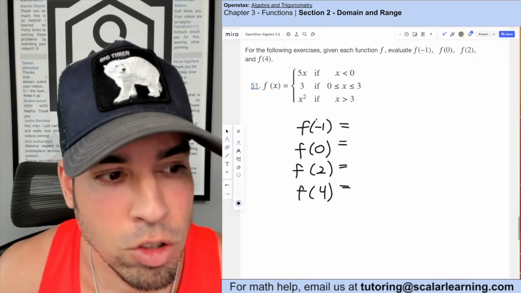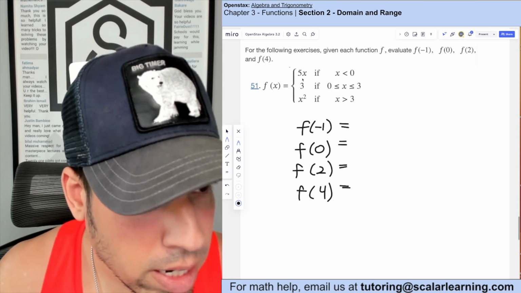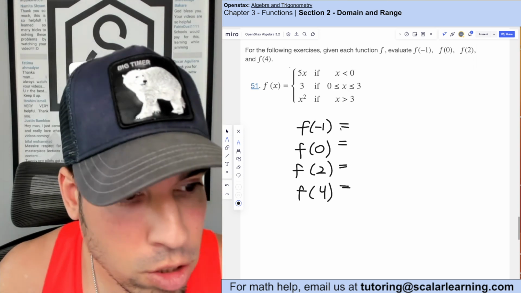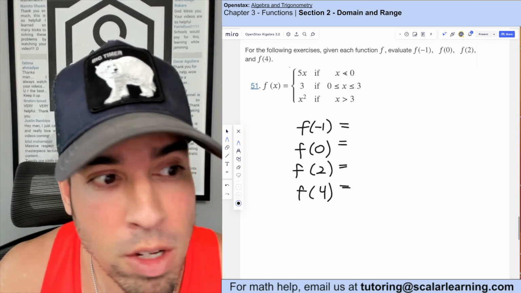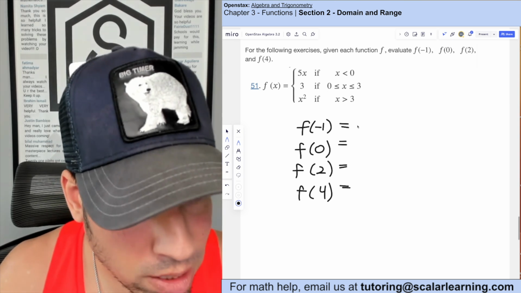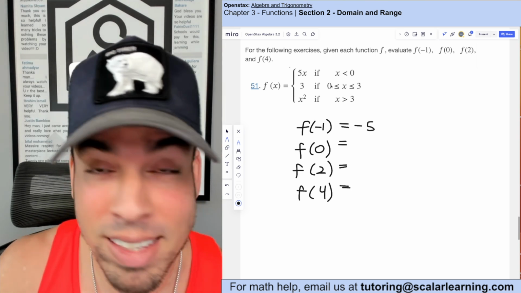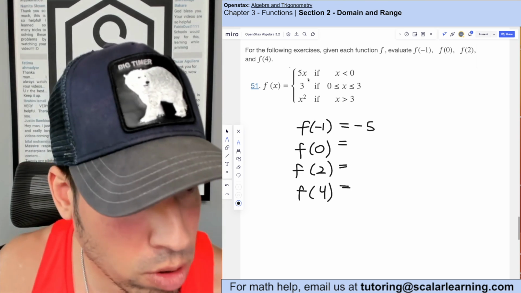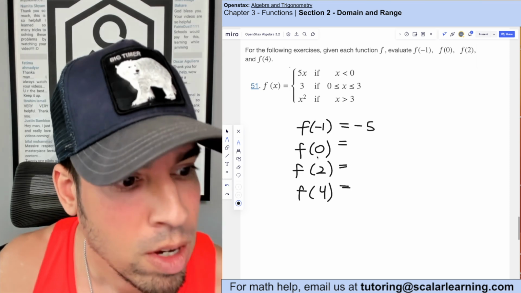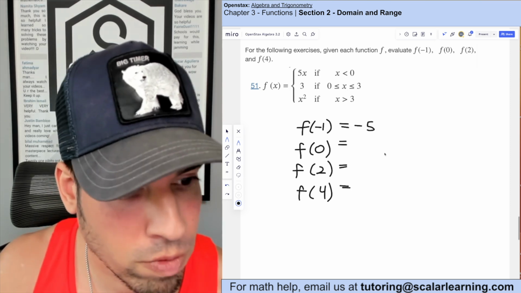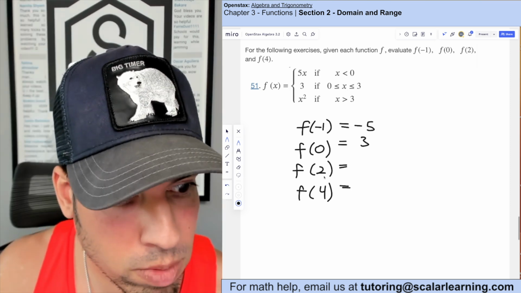Boom, done. So for this one, we're going to plug in -1. And the question is, what bucket does it go into? Well, that's less than 0. So we're going to the top bucket. 5 times -1 is -5. What about 0? This says x is greater than or equal to 0. So now we're in this bucket. So when we plug in 0, well, the function value is always 3. So there we go. Boom, done.